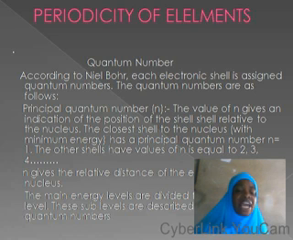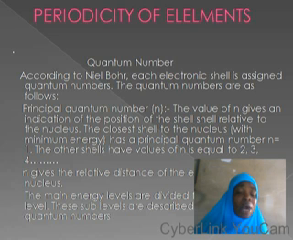Now let's take the first one, which is the principal quantum number. It gives us the value of n and indicates the position of the shell relative to the nucleus. That is how close a shell is to the nucleus. Now this n ranges from 1 to 2, 3, 4 like that.